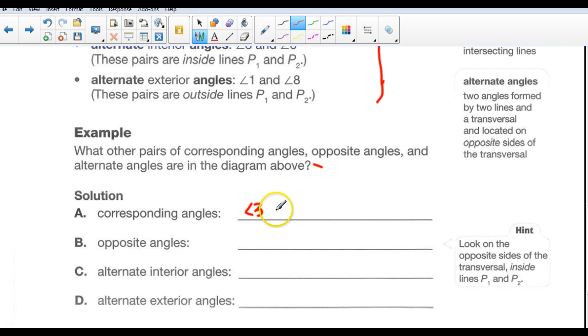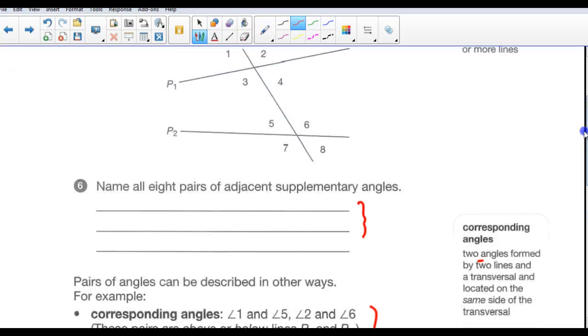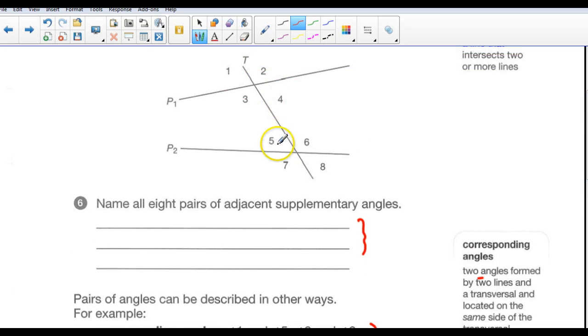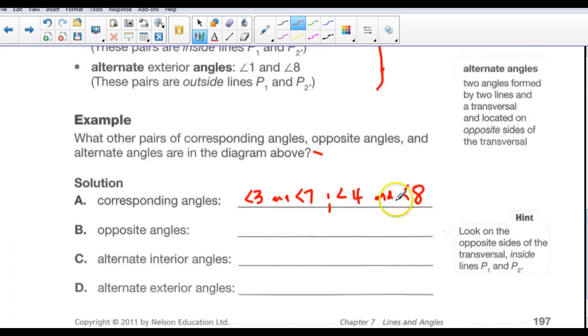Angle 3 and 7 and angle 4 and angle 8. Okay, opposite angles. Our opposite angles were 1 and 4 and 2 and 3. So we could say 5 and 8, 6 and 7.